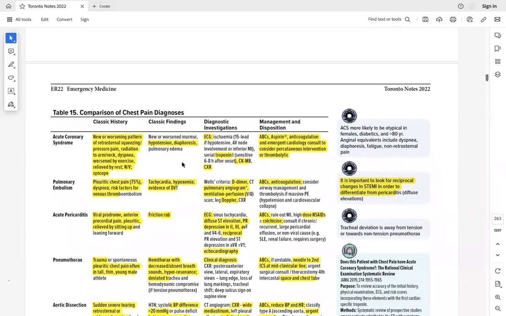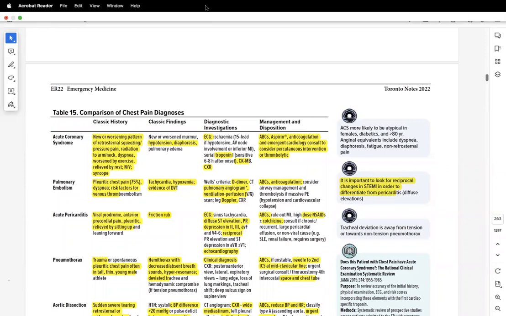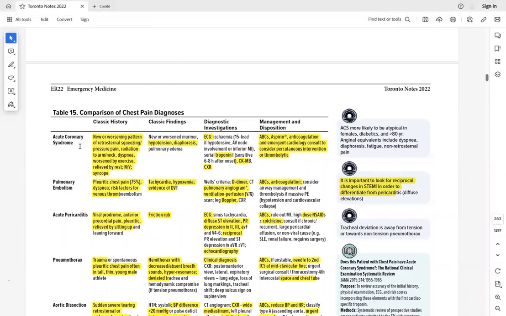Then the management. So what is the management if there's acute coronary syndrome? There's new or worsening pattern of retrosternal squeezing or pressure pain, radiation to arm or neck, dyspnea, worsened by exercise, relieved by rest, nausea, vomiting, and syncope. So if the patient's ECG is fine and the patient's cardiac biomarkers are fine, most probably the patient has unstable angina.